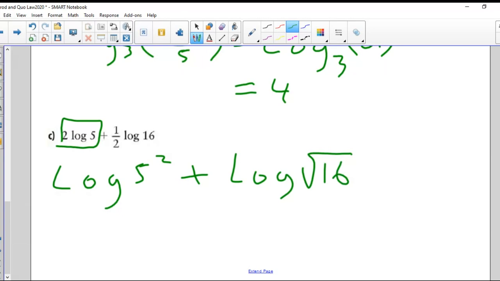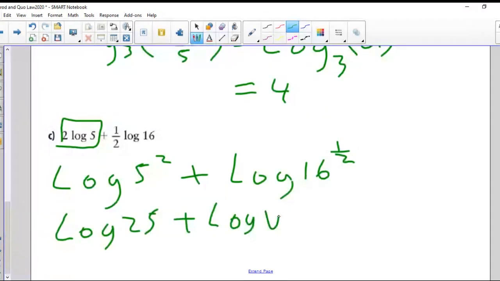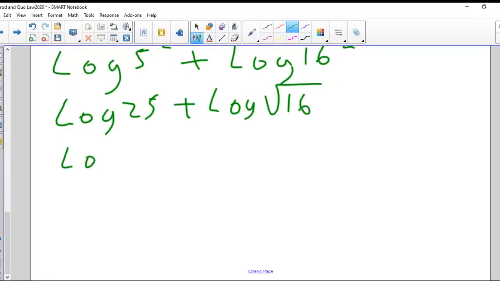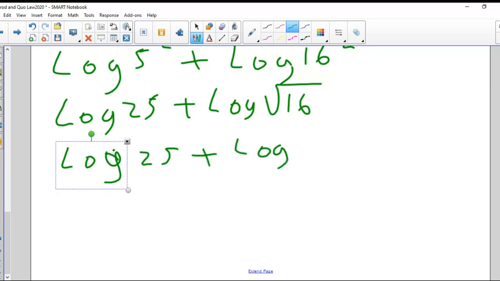So actually, even before that, let me back up a little bit. Before you put the square root there, another way of writing it would be to say 16 to the power of a half, and I make this a log of 25 now, plus the log of the square root of 16, because that's what a half means. Okay, so this is the log of 25 plus the log of 4. Okay, 16 to the power of a half. Well done. Okay, now let's use that product law that we just learned.